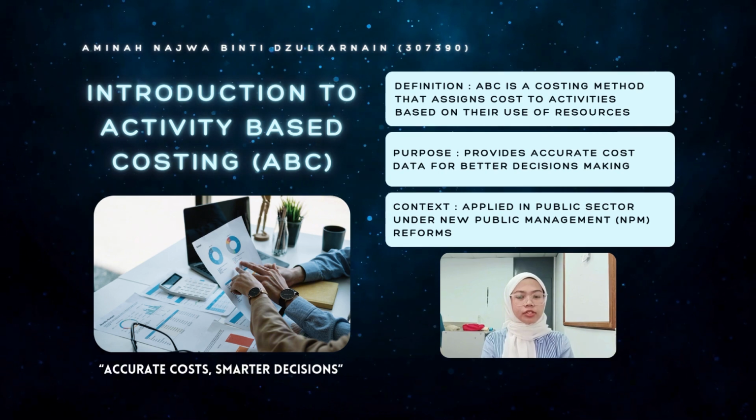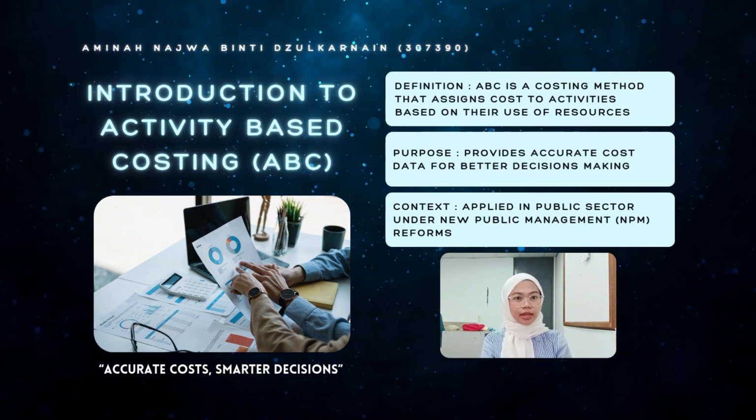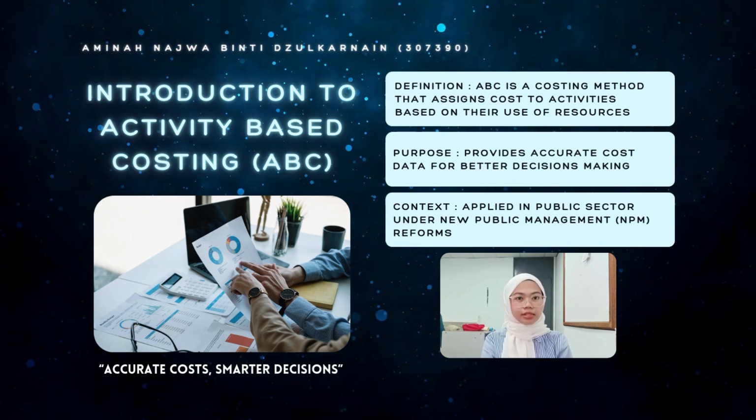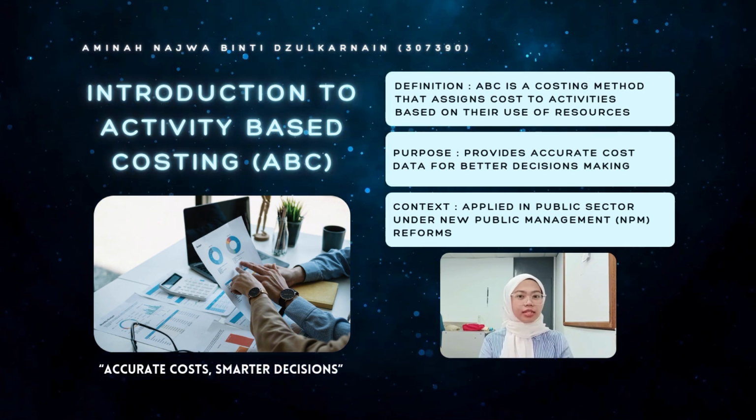My matric number is 307390, and this presentation will explore how ABC enhances cost management, efficiency, and decision making in public sector organizations. First, what is activity-based costing?